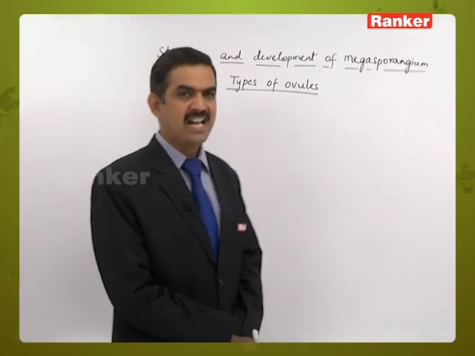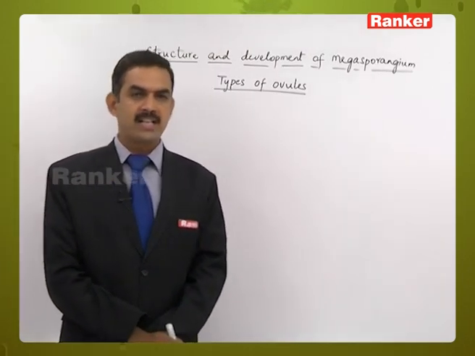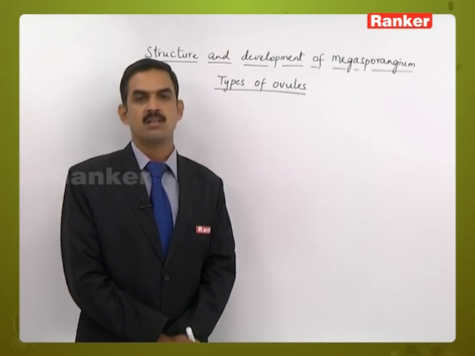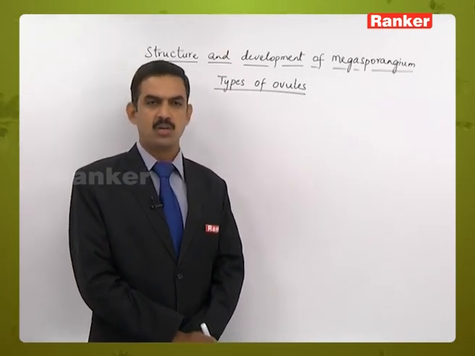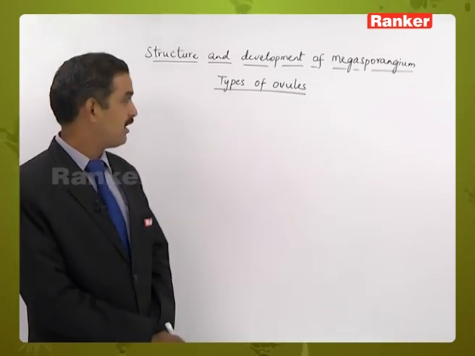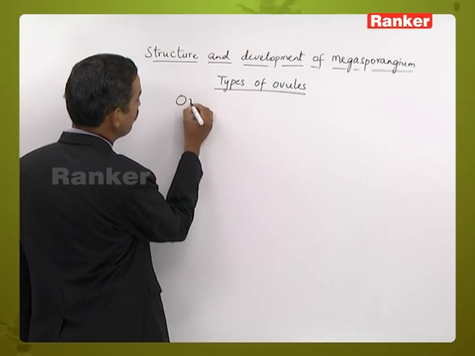Then coming to the types of ovules. Here, based on the organization of funiculus, micropyle and chalaza, based on the arrangement pattern, ovules are of 3 types. Those are the orthotropous ovule.